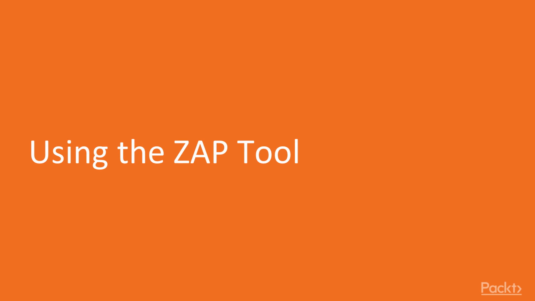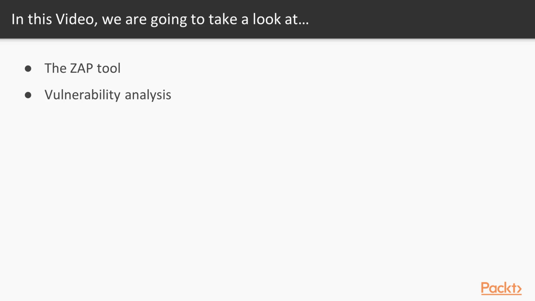Using ZAP tool. Now in this video we are going to take a look at a couple of points about ZAP tool inside Kali Linux, and then how we can perform vulnerability analysis using ZAP that we are going to cover here in this video. So now you need to open Kali Linux operating system, and inside it I'm going to show you how you can use ZAP tool to perform vulnerability analysis.